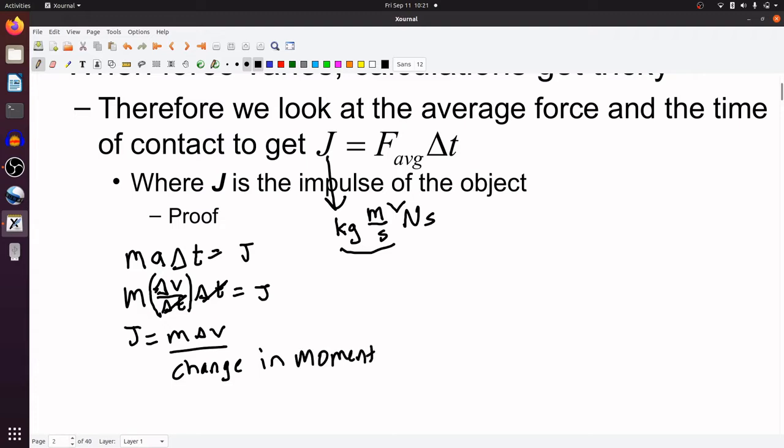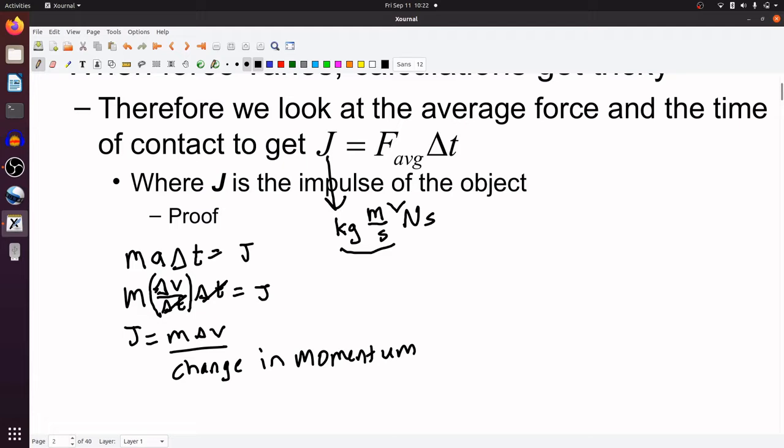Why change? Because it's the change in velocity. So if you know the mass of an object and the change in velocity of that object when it impacts something, like a baseball being thrown at a bat that's bunting, you can use that to figure out not necessarily the force, but the product of force and the time of the collision. And then if you know the time of the collision, you can actually calculate the force.